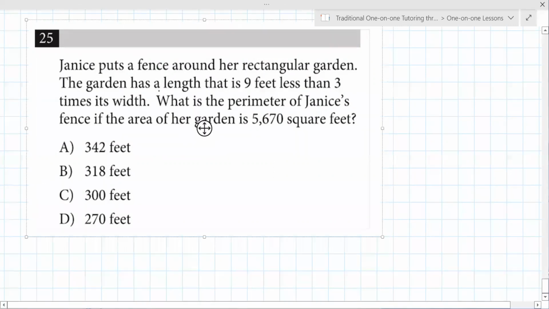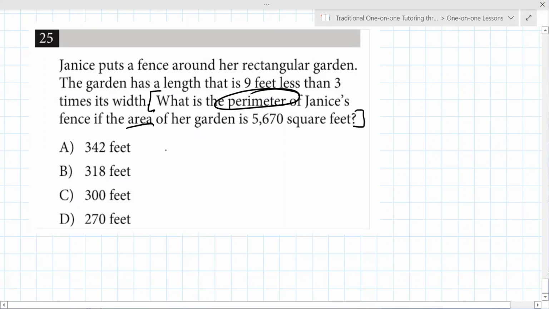Okay, so let's go right to the question. It says, what is the perimeter of Janice's fence if the area of her garden is 5,670 square feet? So we want the perimeter, but they give you the area. They tell you that's the area. So now we go back and see what we need.